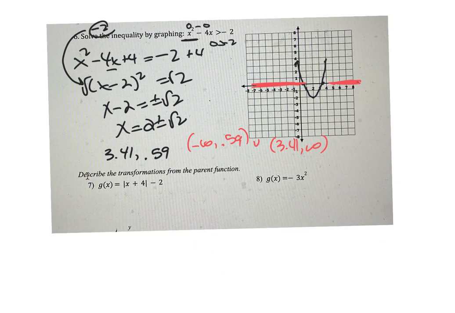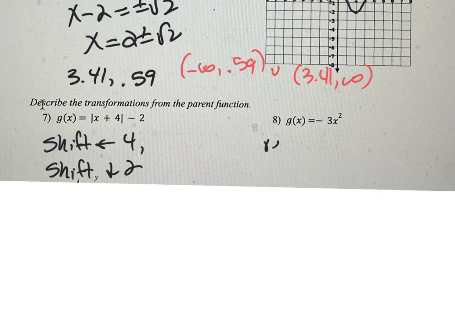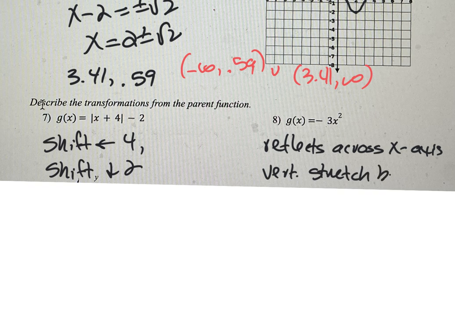All right, let's keep going here. 7 and 8 are old school stuff. Just describe what's happening. You're so good at this. First thing I'm going to do is shift left 4 because of the absolute value, the opposite of what's inside. Also shift down 2 because of the outside. Number 8's got two things. First of all, it's got a reflection, reflects across the x-axis because the negative's in the front. And because the 3's in the front also, it is a vertical stretch by 3. Okay, so we've done that a lot. You're really good at that.